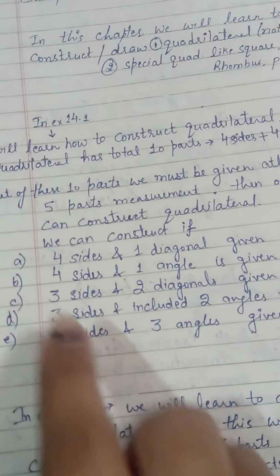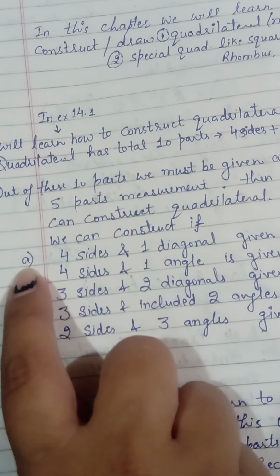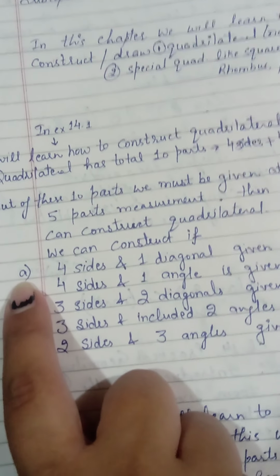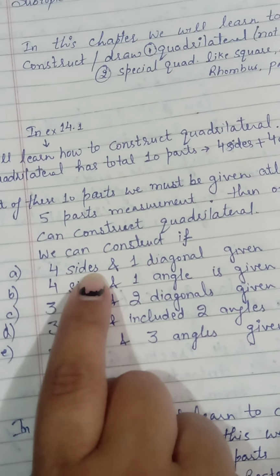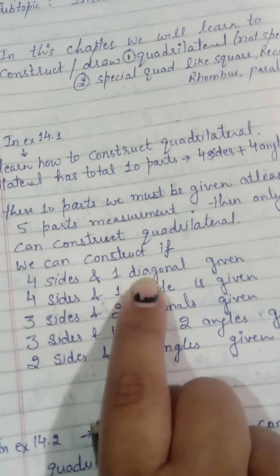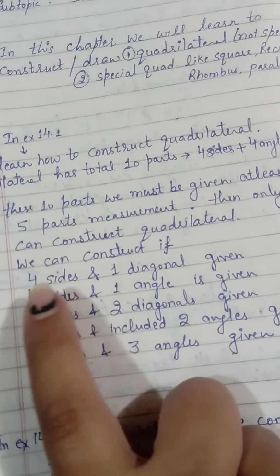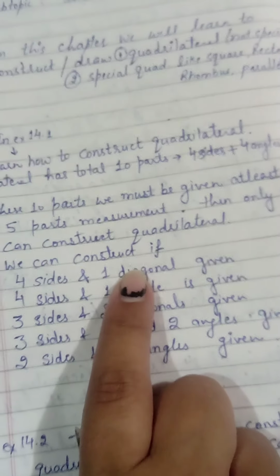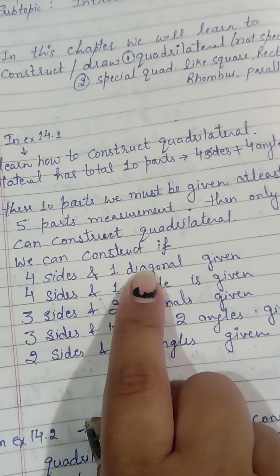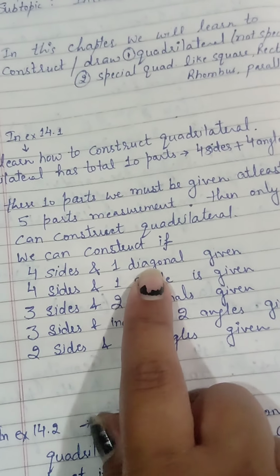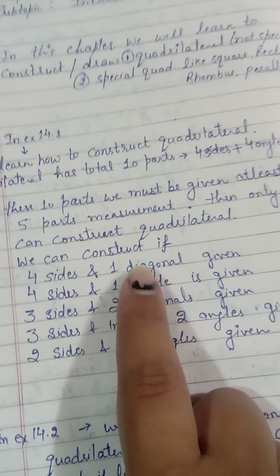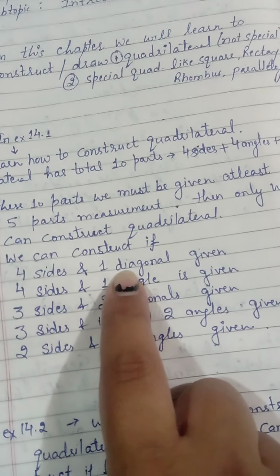So in today's video we'll just cover the A part. A part means in the given question you will be given 4 side lengths and 1 diagonal. Any 1 diagonal you will be given. It means you will be given 5 lengths. So you can easily construct it, and I will show you how to construct such a type of quadrilateral through this video.